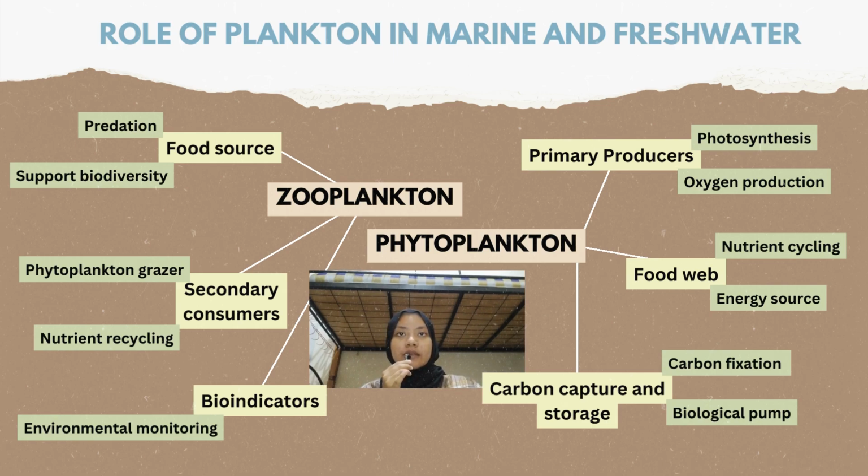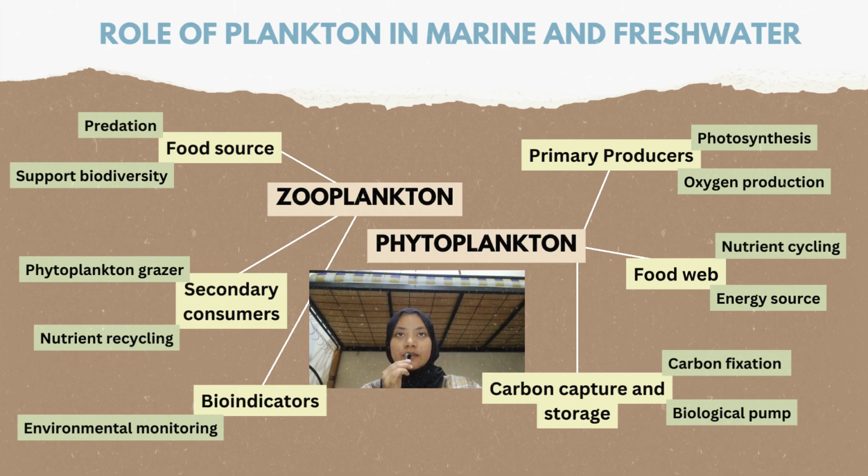Phytoplankton also acts in carbon sequestration, such as carbon fixation. Phytoplankton absorb carbon dioxide during photosynthesis, helping to regulate atmospheric CO2 level and mitigate climate change. And also it is a biological pump. When phytoplankton die, they sink to the ocean or lake floor, effectively transporting carbon from the surface to the depth where it can be stored for long periods. Zooplankton is a secondary consumer.